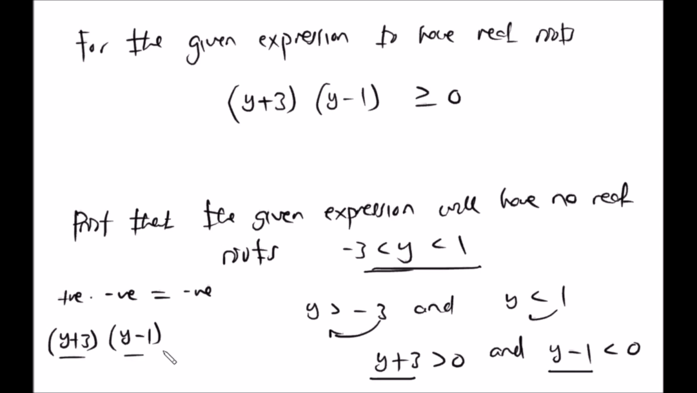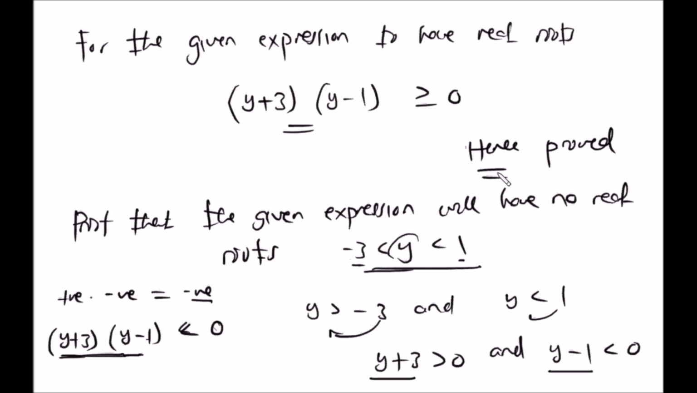Manake product yao hili itakuwa nini? Itakuwa negative, manake itakuwa ni less than 0. Sasa lakini ili expression iwe na real roots inabidi y plus 3 times y minus 1 iwe greater or equal to 0. Lakini value ya y ikiwa between negative 3 and 1, y plus 3 times y minus 1 itakuwa less than 0. So hiki chini hapa hakija satisfy hapa juu. So ni kweli kwamba the given expression will have no real roots between negative 3 and 1. Hence nini? Proved.